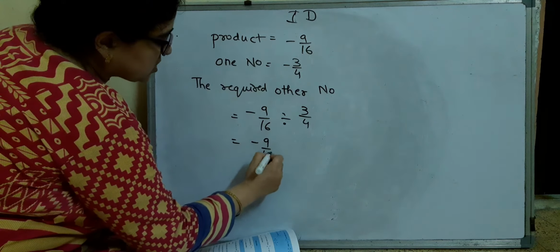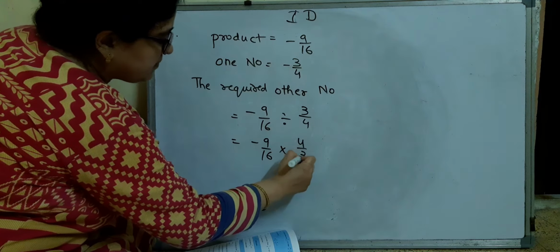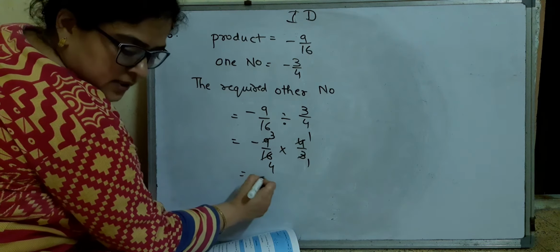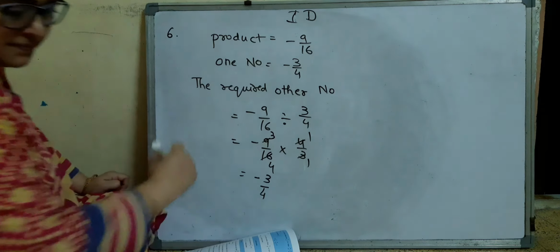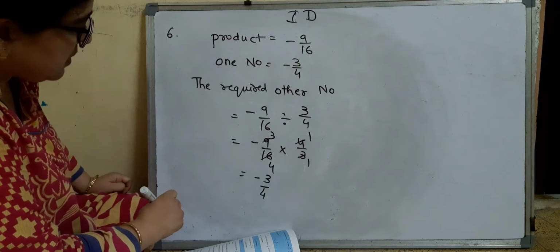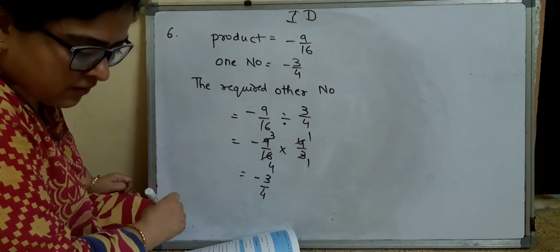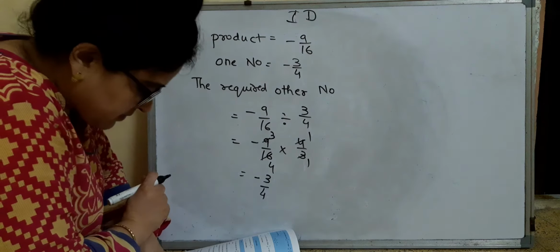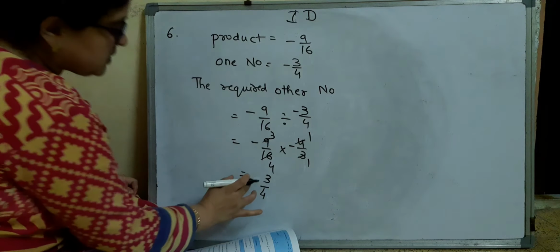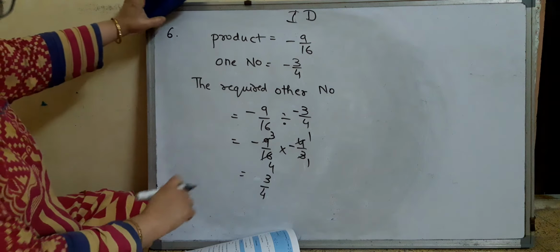Minus 9 upon 16, multiplication, 4 upon 3. 4 ones are 4, 4 fours are 16, 3 ones are 3, 3 threes are 9. The answer is minus 3 upon 4. Right? Both are minus, sorry. Minus minus plus. The answer is 3 upon 4. Sixth sum completed.